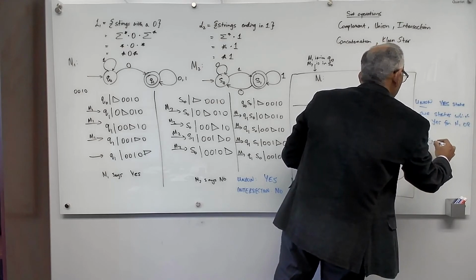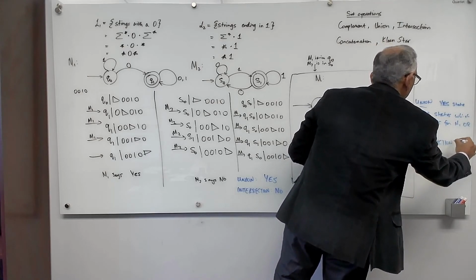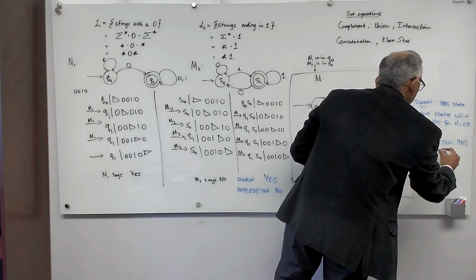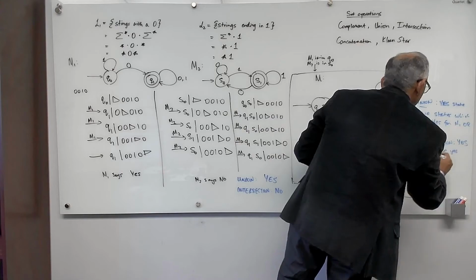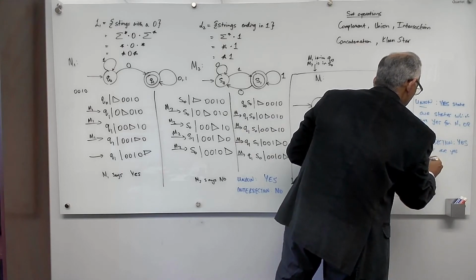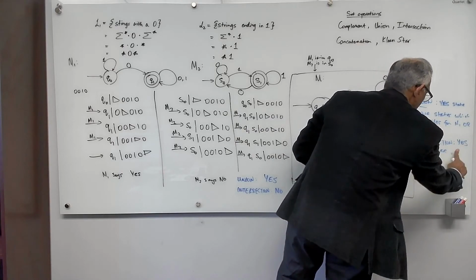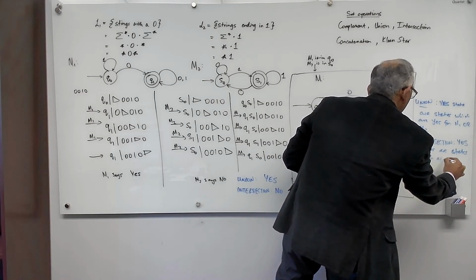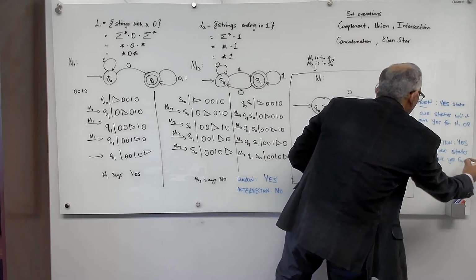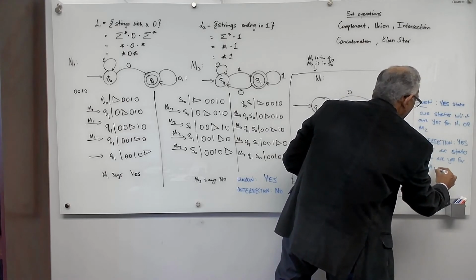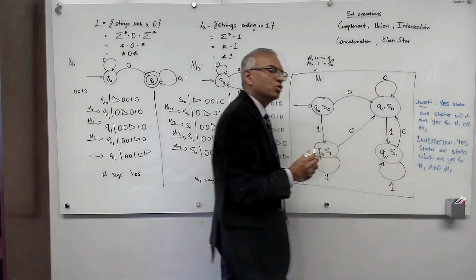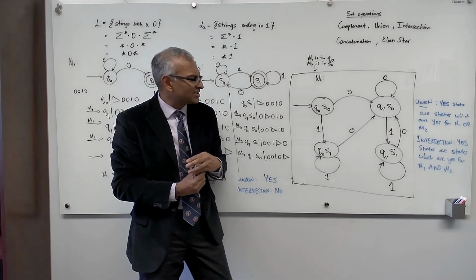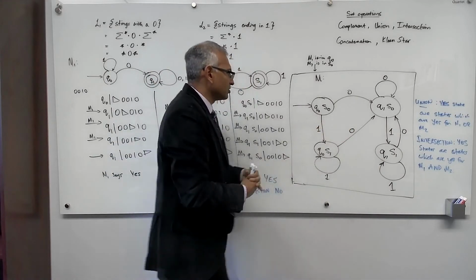Intersection, yes states are states which are yes for M1 and M2. So if I'm doing the union, I set the yes states as the or. If I'm doing the intersection, I set the yes states as the and. So let's look at that in practice.